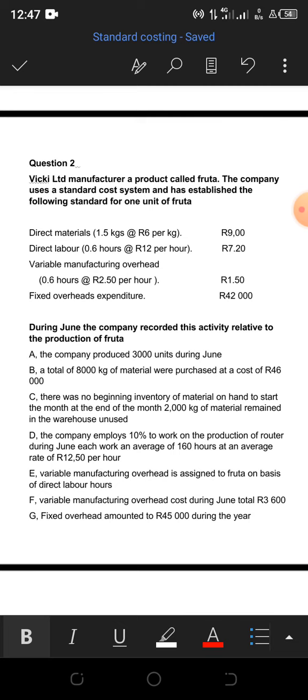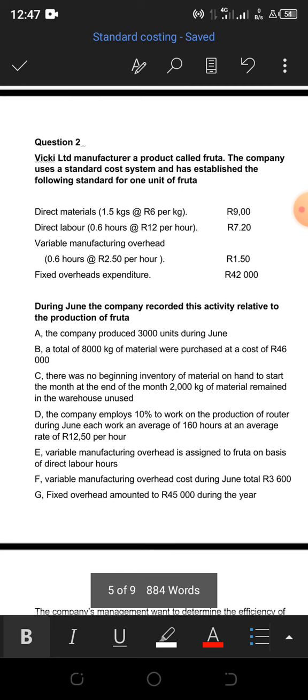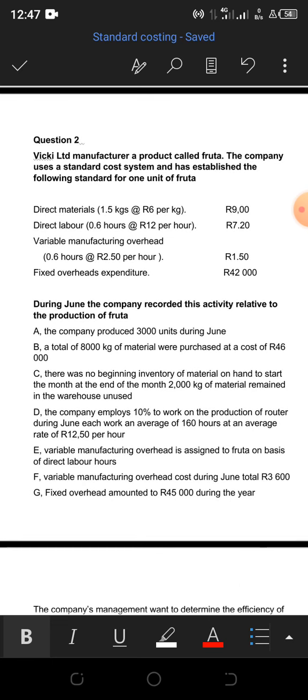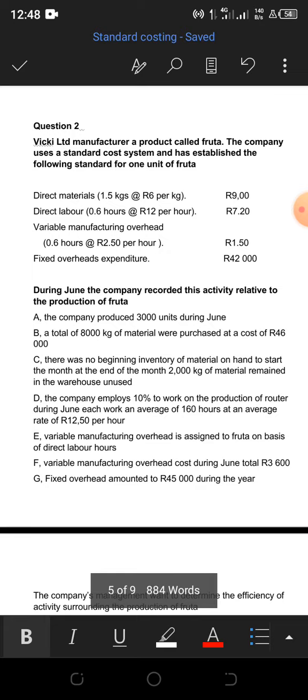Okay, then they give us the information for direct material, which is 1.5 kgs at 6 rand per kg. Then direct labor, manufacturing overheads, they give us the fixed overhead expenditure. Then during June, the company record this activity related to the production of fruta. So remember, what happened in this chapter is that we are going to be given the actual amount of the cost that they incur during the year, and they give us what we call a standard cost. A standard cost is the same as the budgeted cost.